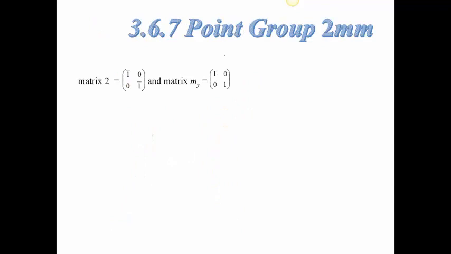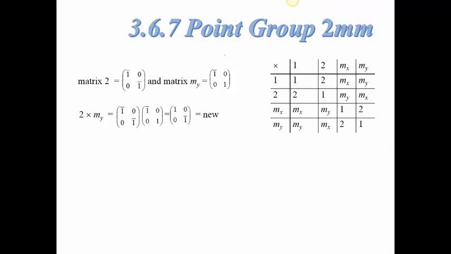We have 2 matrices that will represent the point group 2MM, matrix for 2, which taken by itself would give point group 2, and matrix M or MY would give point group M. But if we take them and multiply them together, we get a group in itself. And here we have a new element being generated, which turns out to be MX. And here's our multiplication table. It has order 4, and it has 4 symmetry elements.